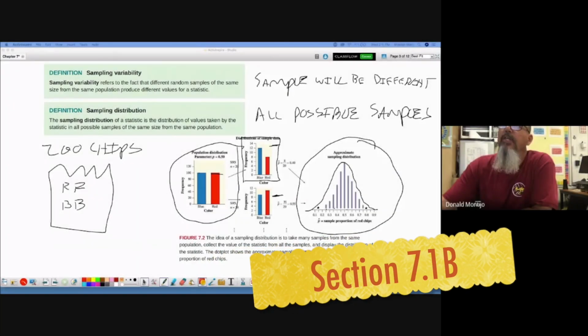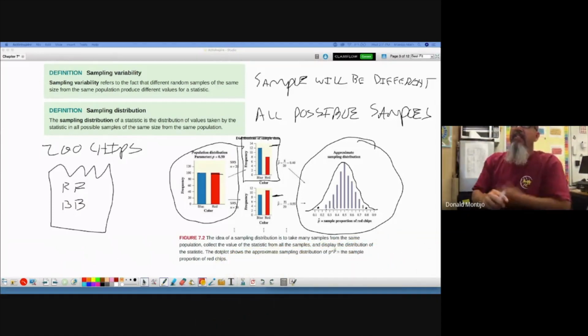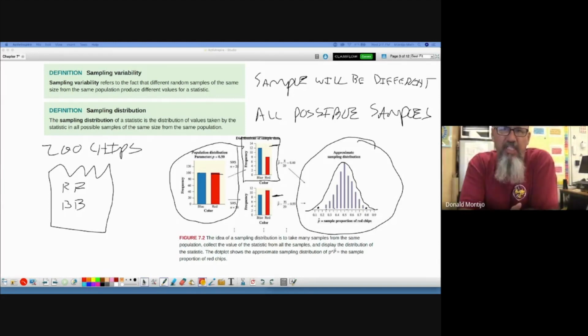All right. So once again, sampling variability refers to the fact that in different random samples of the same size from the same population, we're certainly going to get different values of the statistic. So the variability is going to change from one sample to the next. The sampling distribution, however, is every single possible sample that we could take from a given population.